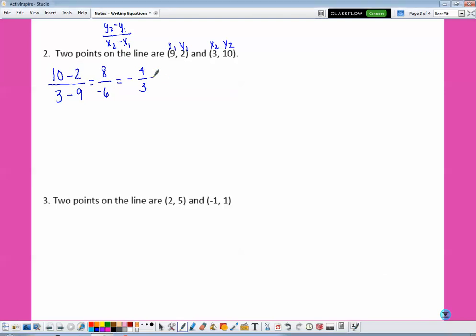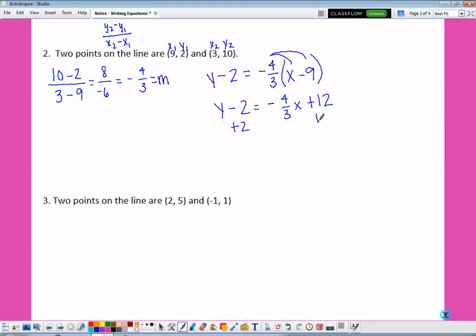Now that we have the slope, so that's our m, we can use the point-slope formula. So we've got our x1 and our y1 and our m. So y minus y1 equals m times x minus x1. Again, to get this into slope-intercept form, we're going to distribute. So y minus 2 equals negative 4/3 x plus 12, and then add 2 to both sides. And y equals negative 4/3 x plus 14.